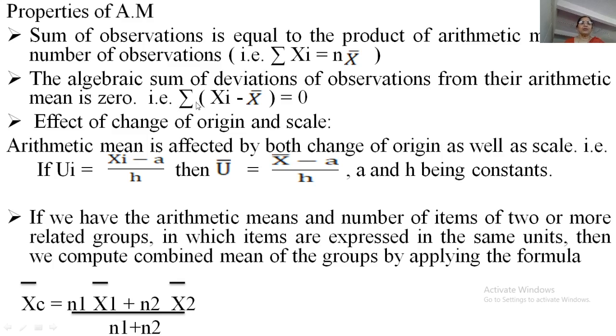So if you take the summation of xi minus x bar for i equal to 1 to n, and evaluate it, it will be summation of xi minus summation of x bar. So summation of xi is n times x bar. Since x bar is constant, the summation of x bar is again n times x bar. So n times x bar minus n times x bar is 0.